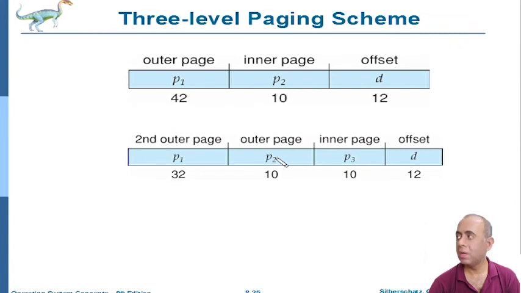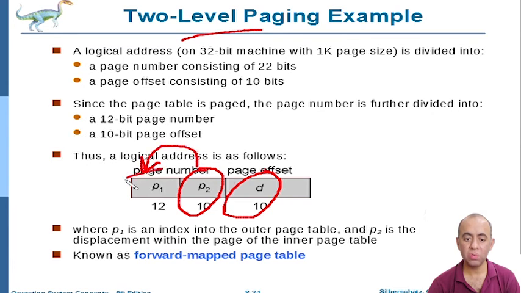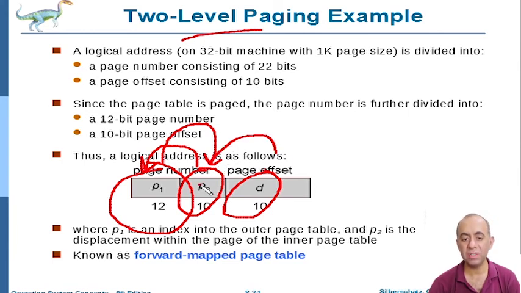So here you can see that for the two-level paging scheme, this is the displacement, this is the page number, this is the outer page number. The outer page number tells which group of page tables you are trying to get to, and out of those you select your page table, which is referred to by P2, and then you get to the displacement and get to the final address.